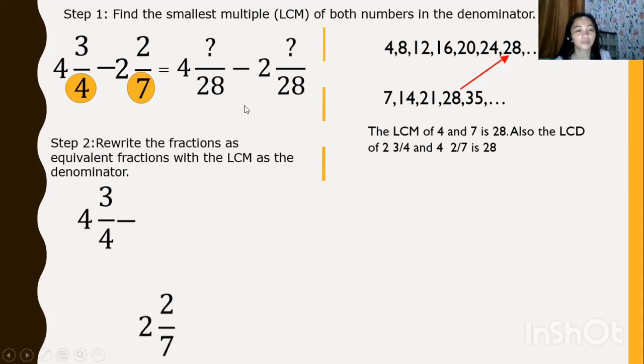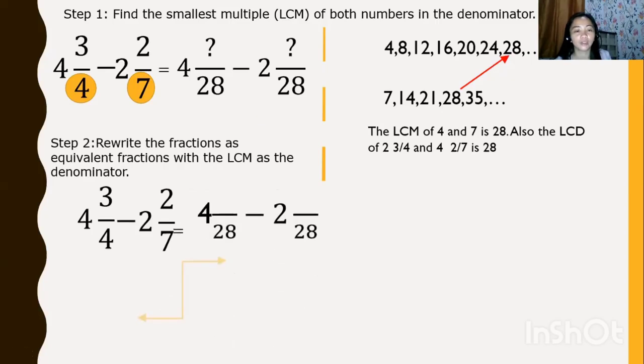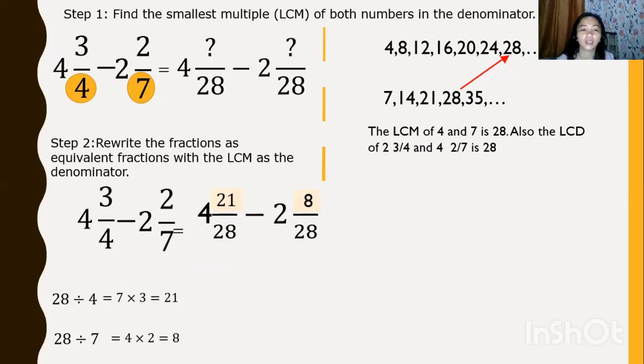Now, let us find the numerators. 28 divided by 4 is 7, times 3 is 21. And 28 divided by 7 is 4, times 2 is 8. Now, let us subtract the whole numbers. We have 4 minus 2 is 2. 21 minus 8 is 13. Therefore, the answer is 2 and 13 over 28. It is already in lowest terms.